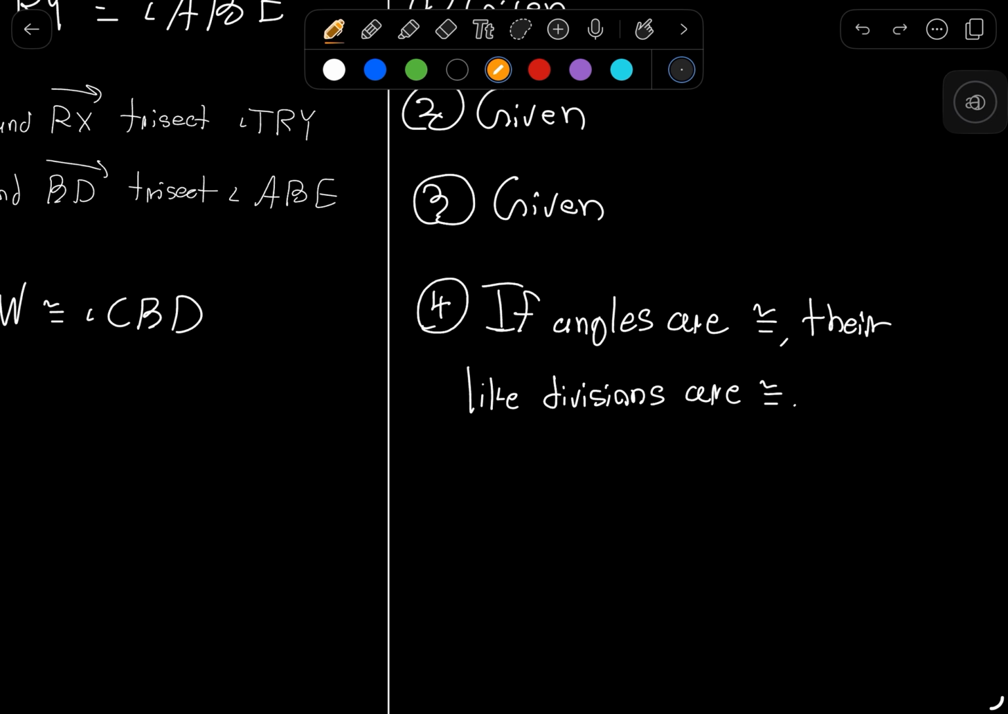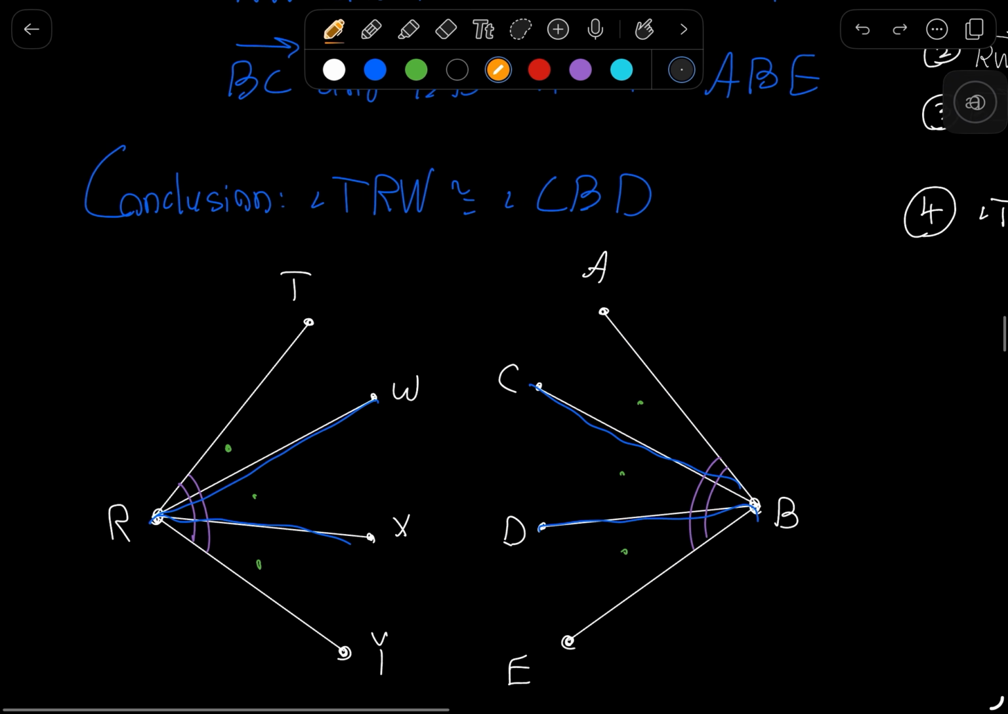Now, in this problem, you might think, okay, well, TRW looks different from CBD, right? Because it's not exactly like here. That doesn't matter, right? As long as these are trisected, the divisions are always going to be congruent. So it doesn't matter if the angle is here, here, or here. It just matters that they're congruent to each other.